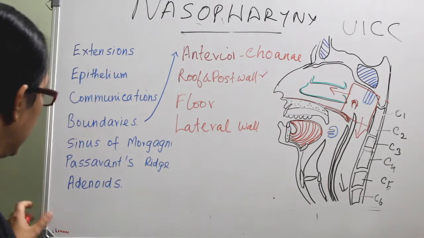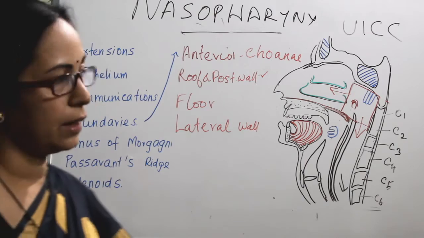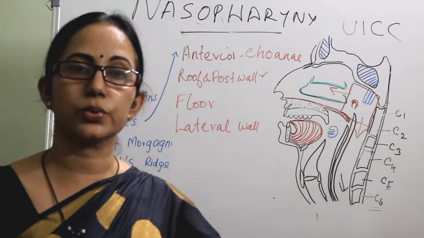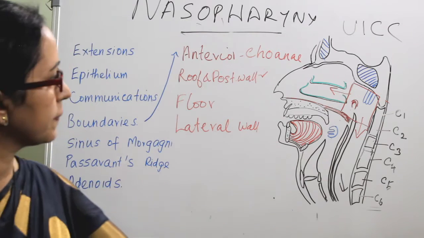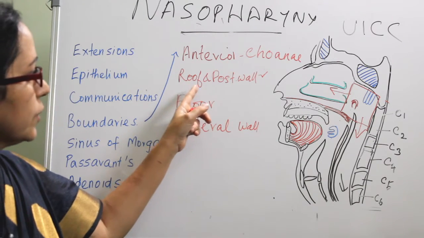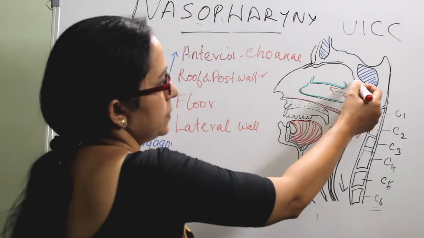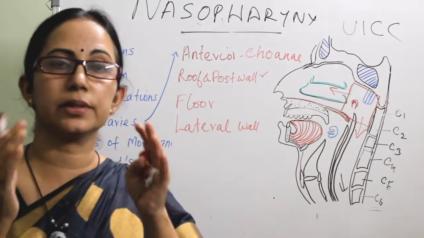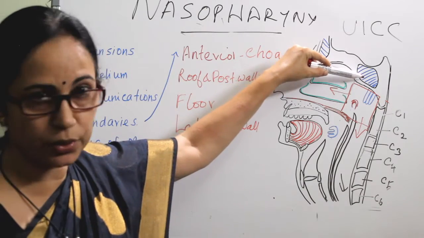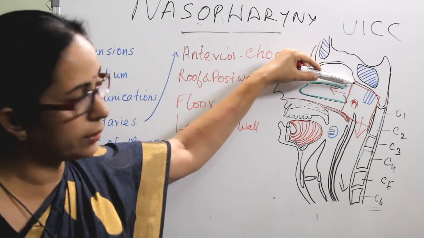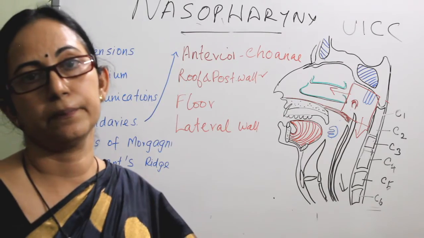Plural, it comes as choanae, right? And through the choana you can also see the posterior end of turbinates and meatus. And the roof and the posterior wall, actually they merge together. And the roof is formed by, this is a sphenoid sinus, so this is the basi-sphenoid and basi-occiput.